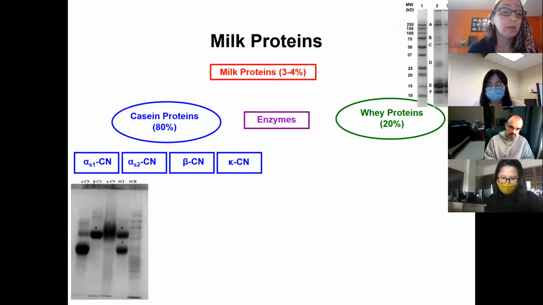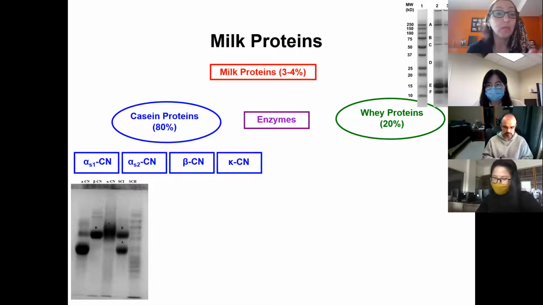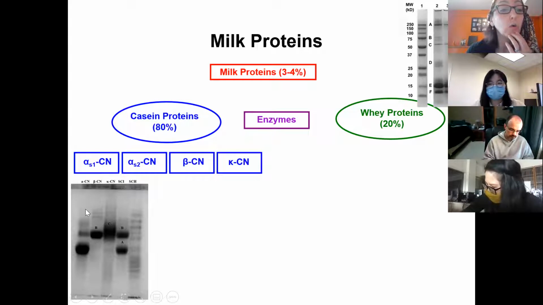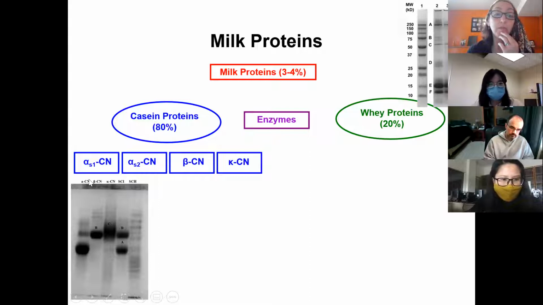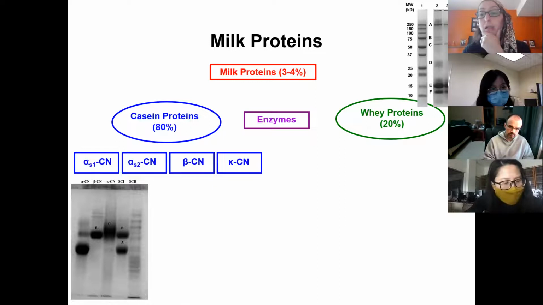So what I have here is a gel, and this is a urea PAGE gel. Why I put it here is I just wanted to show you the different caseins. So you have the A, B, and C here. So alpha casein right here. They don't separate very well, alpha S1 and alpha S2. And then the B here is beta casein, and then here is kappa casein.